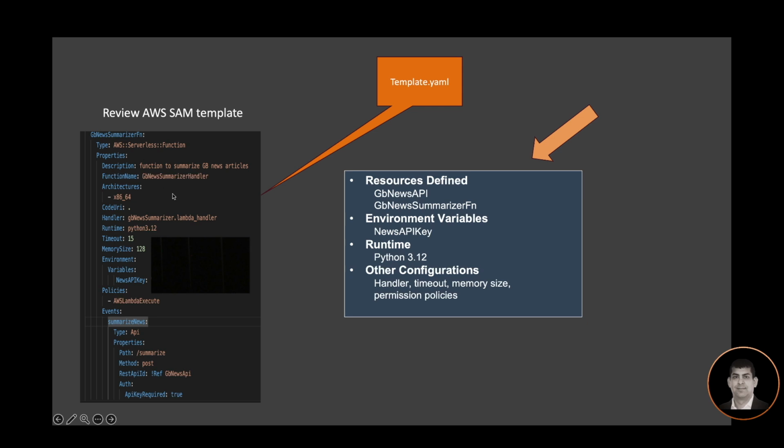So in this particular SAM template, there are two key resources that we have defined. One is the Lambda function. My function here is GB News summarizer handler. I'm using the Python runtime. It has some timeout and memory size and so on. There is also an API key here that you will see, and then there is an API integration here. And there is API key required is true. So these are all the resources that I have defined in this template.yaml file.